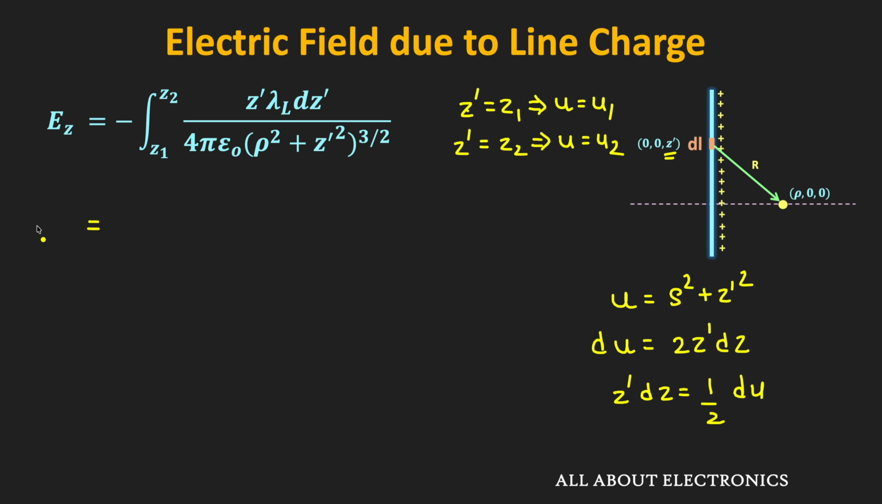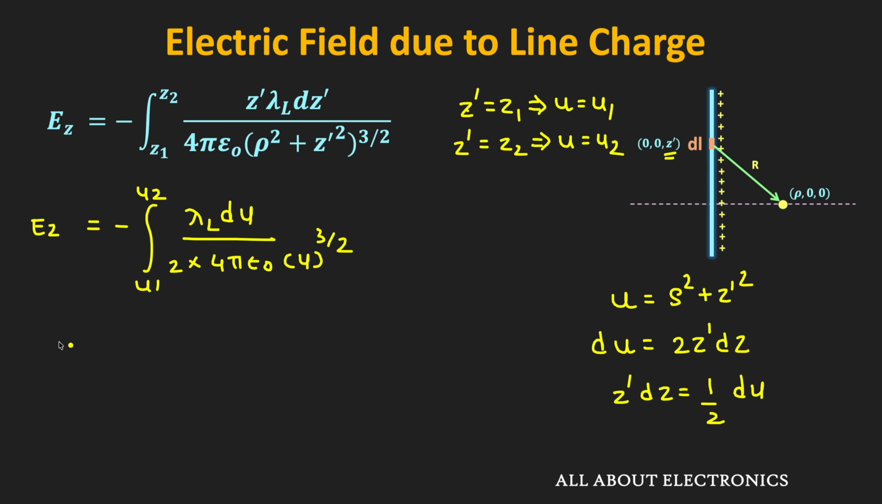So with that, Ez can be written as minus integration from u1 to u2 of lambda L times 1 divided by 2 times 4 pi epsilon naught times u to the power 3 by 2. So here if you observe, then lambda L divided by 4 pi times epsilon naught is constant. So let us take it outside. So further we can write it as minus lambda L divided by 8 pi times epsilon naught times integration of u1 to u2 of u to the power minus 3 by 2 times du.